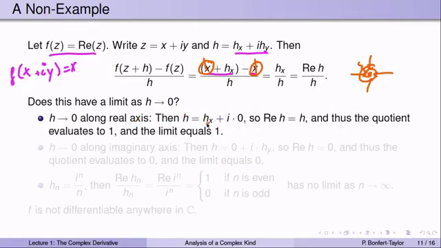In other words, the real part of h, which is hx, is the same as h itself, because there is no imaginary part. In other words, in this quotient right here, the numerator is equal to the denominator, which means the whole fraction evaluates to 1, and as h goes to 0 just along the real axis, the limit is 1. So the limit exists as h approaches 0 along the real axis.